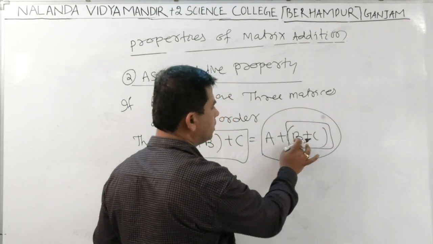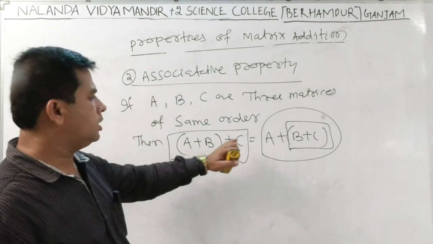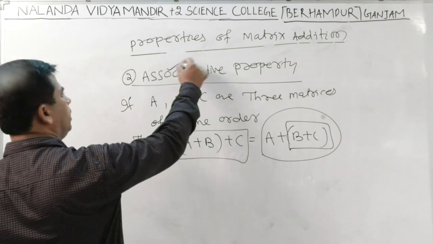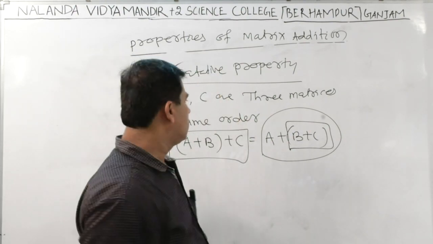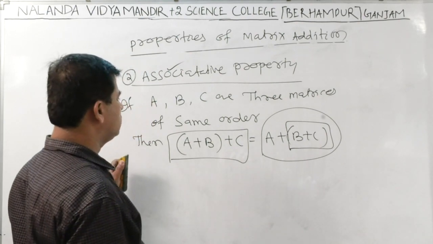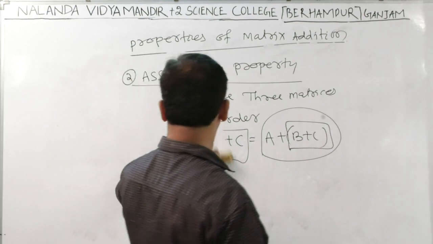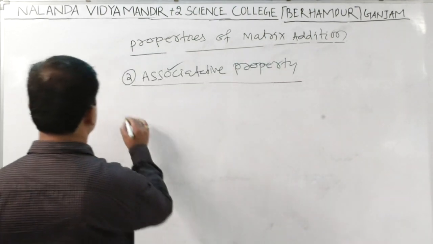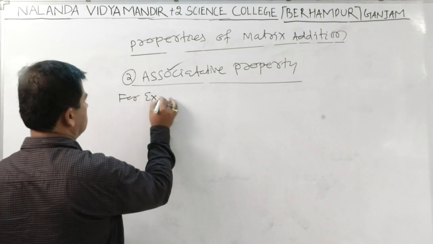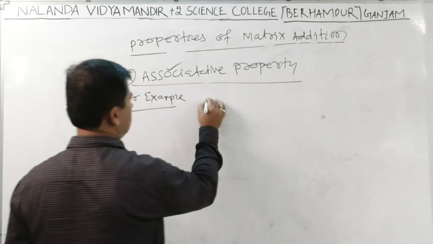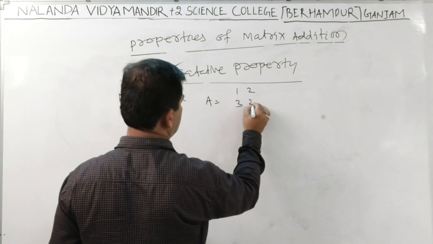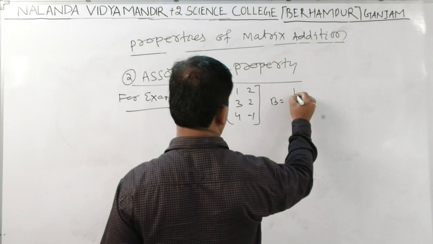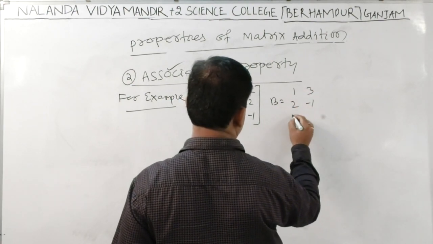This is our A plus B plus C. If you write in this way and both sides are equal, then we say the associative property holds good. Now, for example, A is equal to 1, 2, 3, 2, 4 minus 1. B is equal to 1, 3, 2, minus 1, 3, 2.